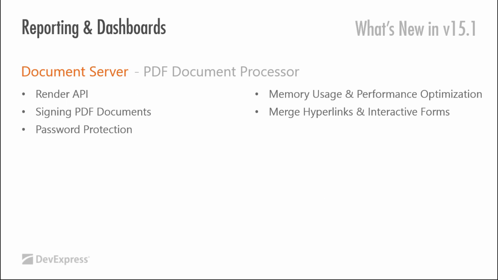Now, the document server, that non-UI library, has had a number of elements increased. So with the PDF document processor, you've now got the ability to write directly to a PDF document, including graphics. So you can implement your own images, strings, lines, shapes. You've got the ability to actually digitally sign your PDF document.